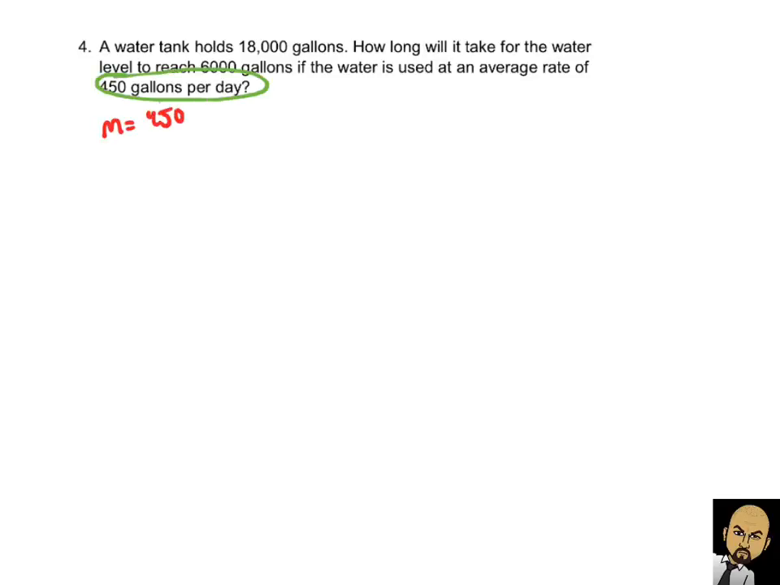450 gallons per day is our unit rate. Since our unit rate is 450 gallons per day, our slope is going to equal 450. Our initial value b. Before I do the b, you've got to remember that because we are using 450 gallons of water, our slope is not going to be positive. It's going to be negative 450. Luckily I caught myself. Make sure you catch yourselves when you find yourselves in that situation.